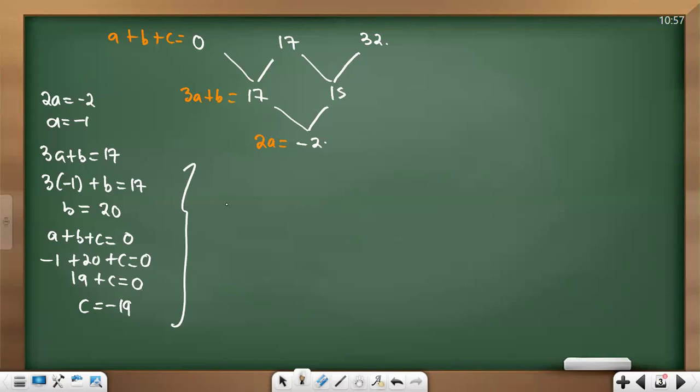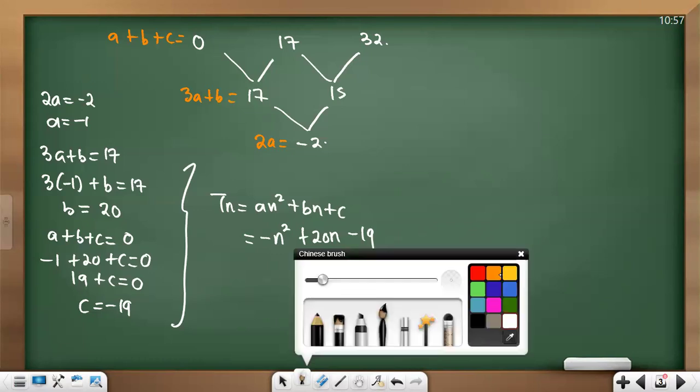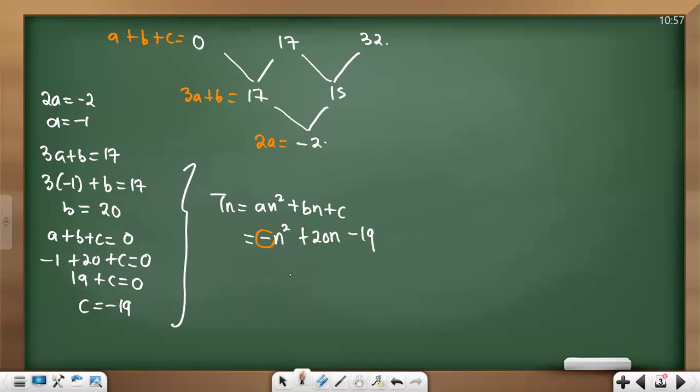So now Tn equals an squared plus bn plus c. What is a? Negative n squared plus 20n minus 19. You can see the value of a is negative. All right, it's negative, so we have the maximum. That's the maximum. When a is negative, that's the type of graph you're going to get. So this is called the maximum.